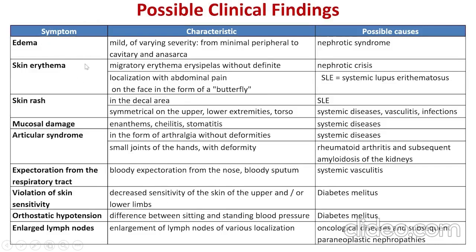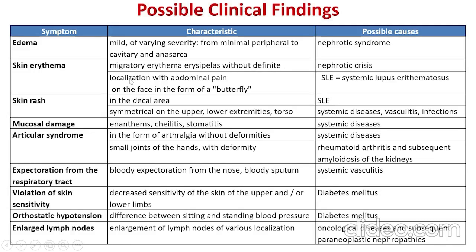Edema. As we said, it is mild, maybe of varying severity, from minimal peripheral to cavitary and anasarca. In skin we can detect erythema. Migratory erythema, erysipelas-like without definite borders, is typical for nephrotic crisis. We will speak about what nephrotic crisis is soon.